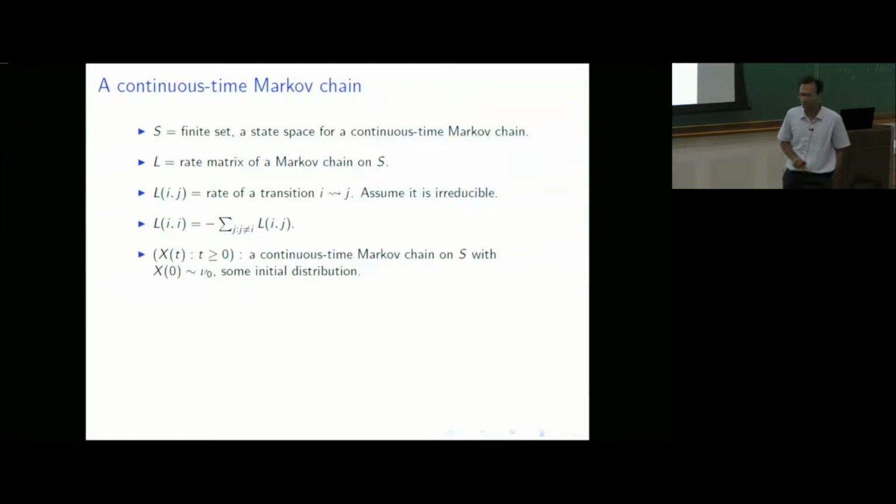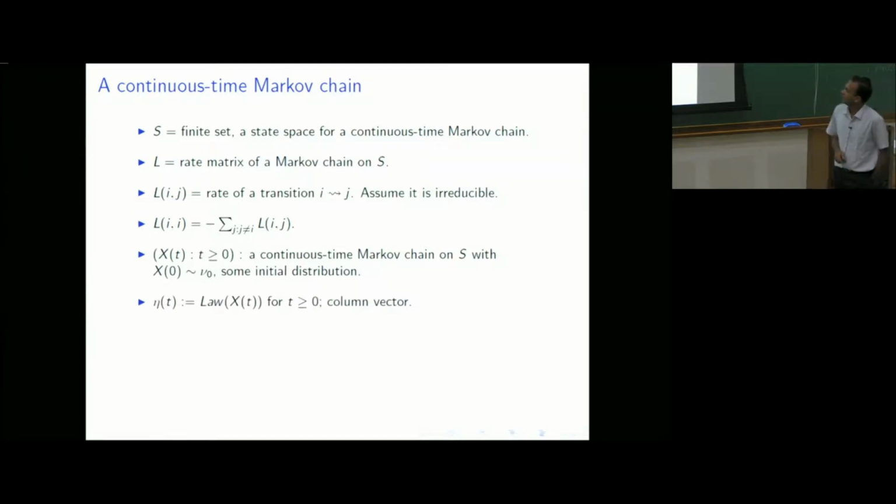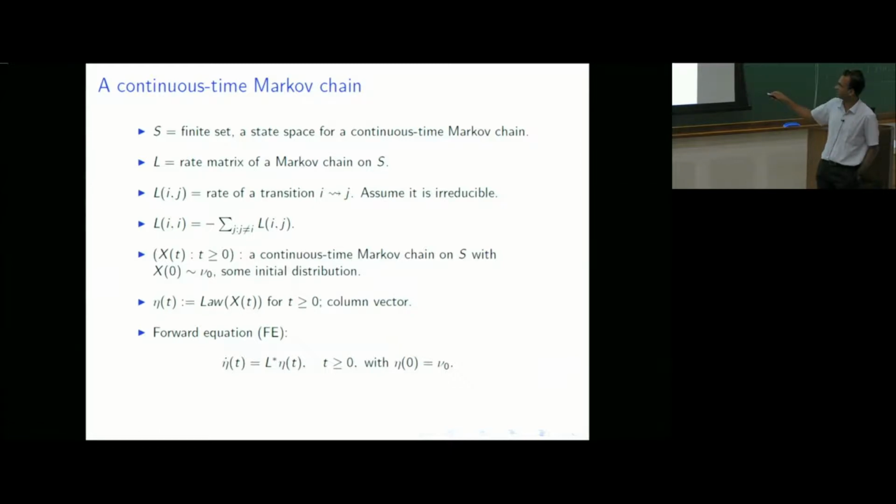There is some initial condition nu naught. The law of X(t) I'm going to denote by eta(t), for t positive, and I will denote it as a column vector. I prefer to use column vector notation. Then we have this forward equation for the law, how it progresses across time. So eta dot of t is equal to the adjoint of this generator L times eta of t. So this describes how the law evolves across time. The initial condition for this ODE is eta(0) equal to nu naught, the initial distribution.